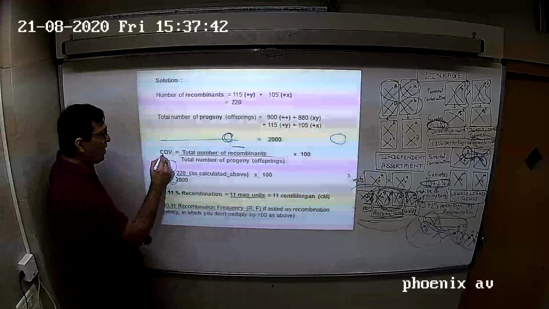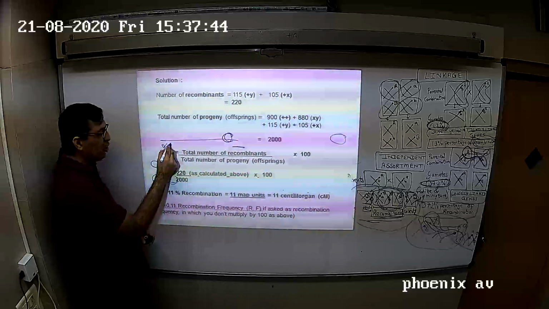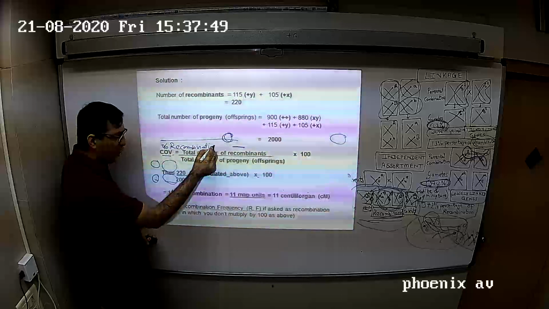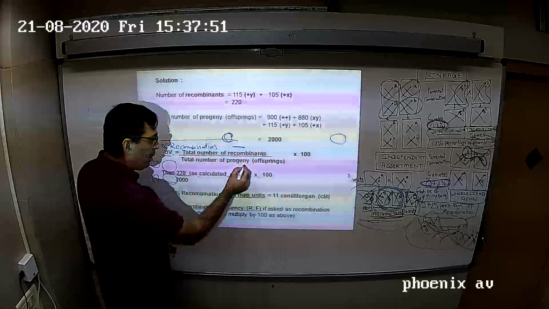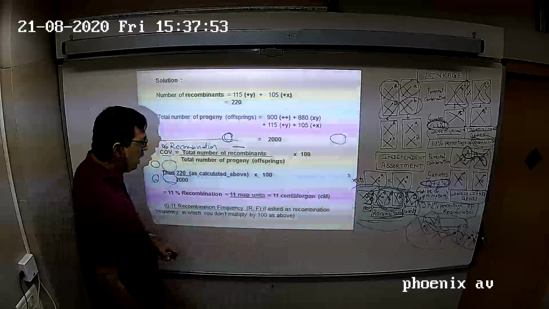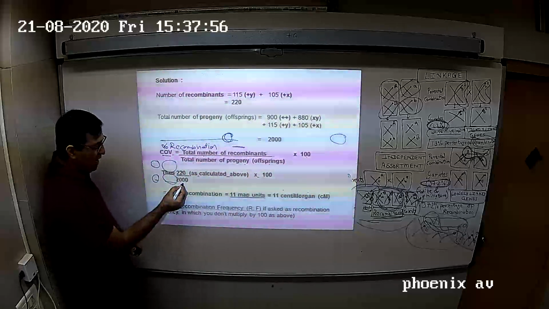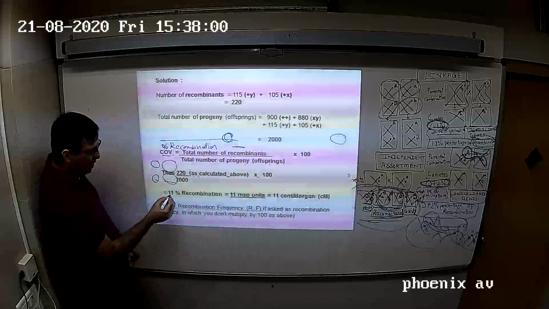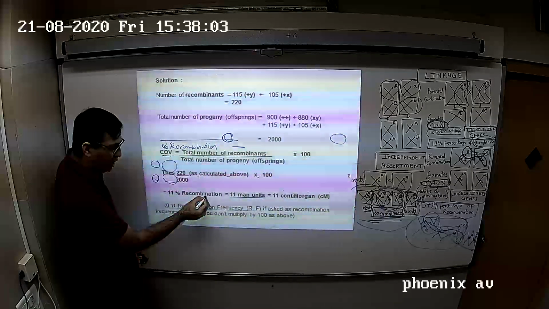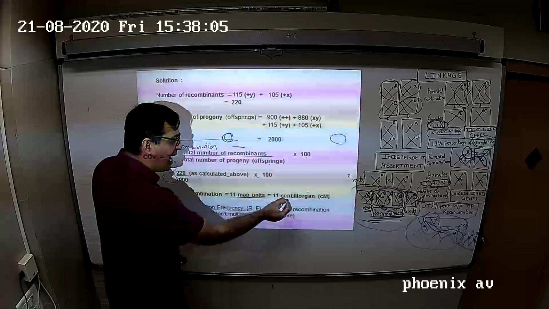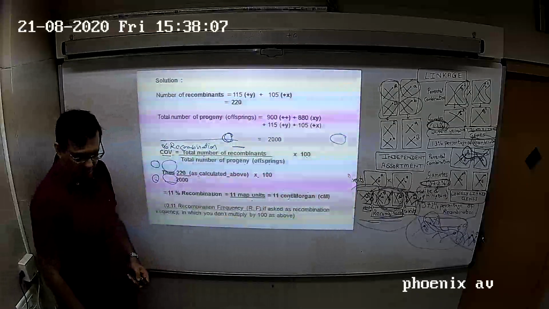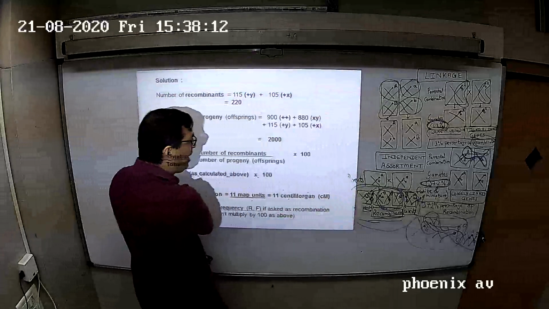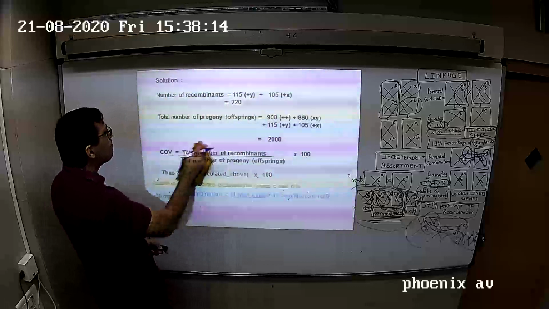So, what is the percentage recombination, also called crossover value? Total number of recombinants over total number of progeny offspring into 100, which is 220 over 2000 as calculated above, into 100, which is 11% recombination, which is 11 map units or 11 centimorgans. So this is very simple. We have understood this well. This came in NTA, remember it.